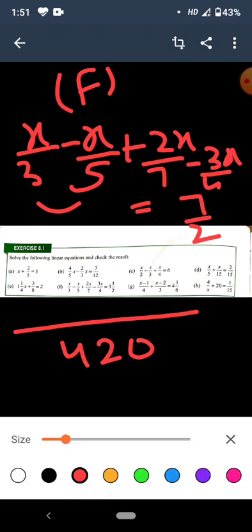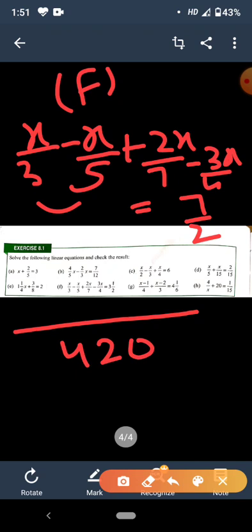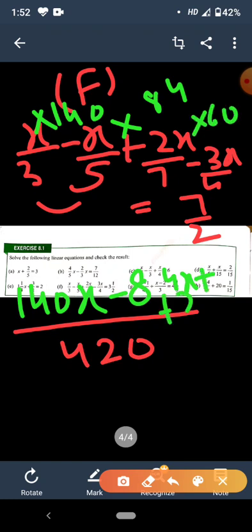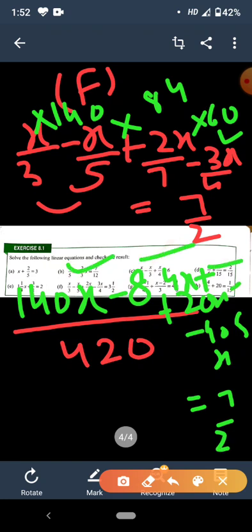Now divide 420 by 3. It is 140. Okay, so multiply it with 140. It is 140x. Better take the LCM. Okay. Now divide by 5. It will be 84x. Then divide by 7. It will be 60. So it is 120x. Then divide by 4. It will be 105. So 105 multiplied by 3 is 315. Now do the calculations and cross multiply.